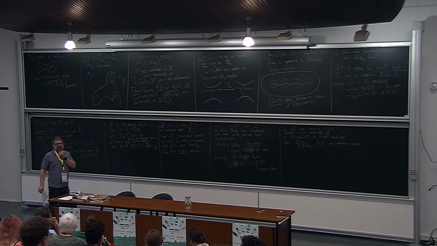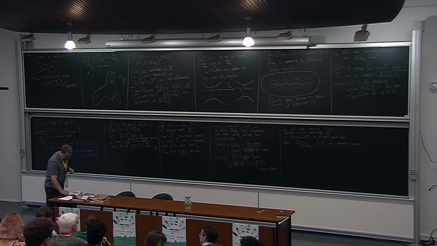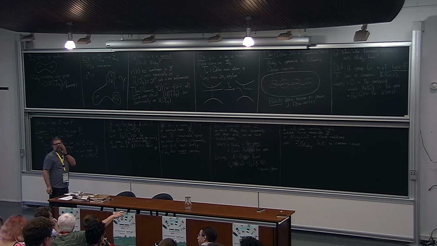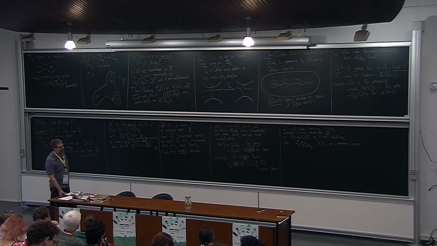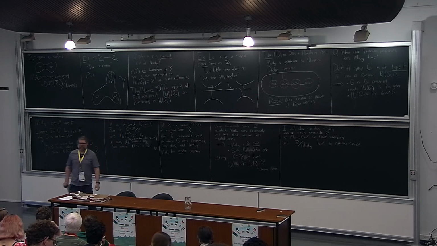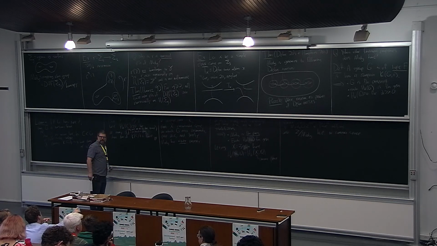Yes, a compact CW complex has finitely many cells. Yes, that's an exercise. Exactly. Compact CW complexes have finitely many cells.